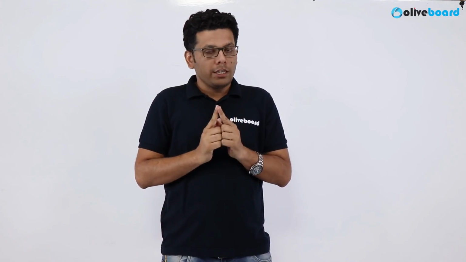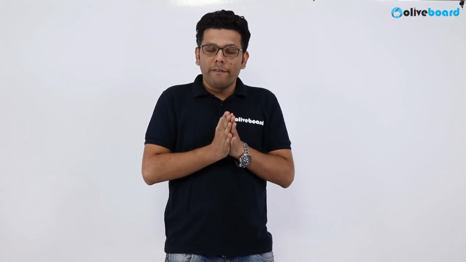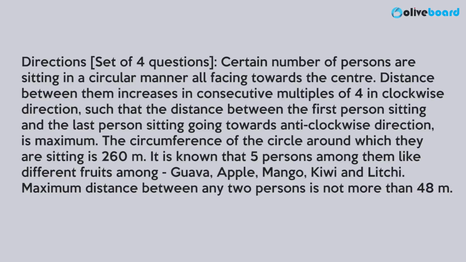So I'm going to start with question number 1. If you have a look at question number 1, they have given data that there are some certain persons, not a fixed number, who are sitting at a circular table. This is a normal question, but the twist in the question is that the gap between any two persons is in successive multiples of 2.